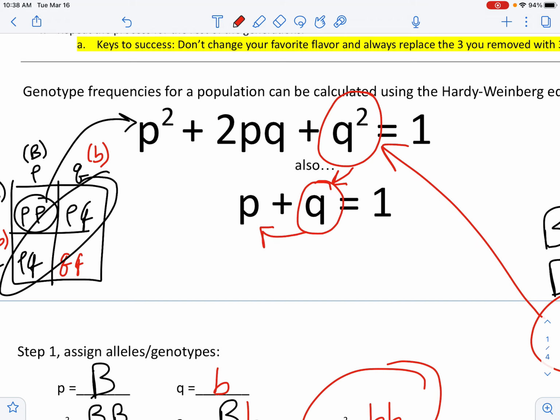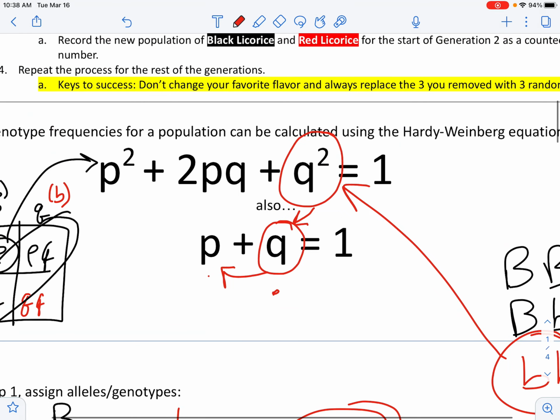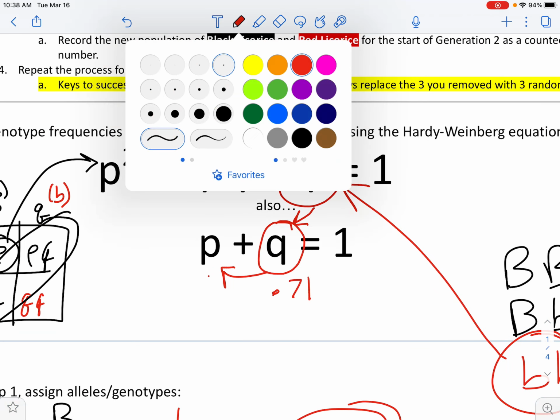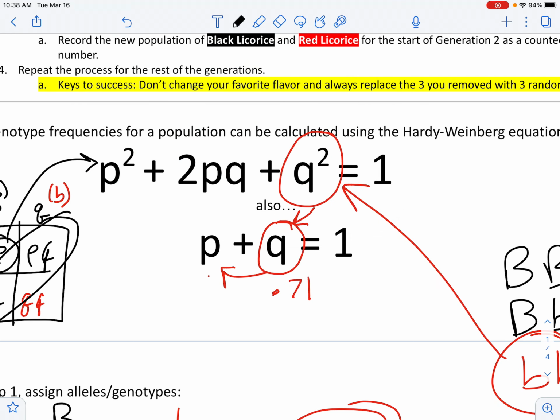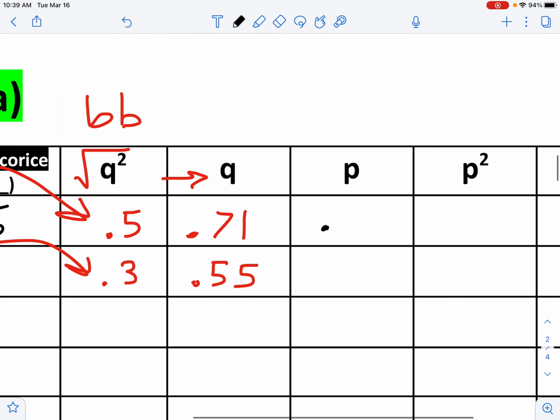So next we're going to figure out P, because we know P plus Q equals 1, and if we know Q, for instance in the first row, is 0.71, well, what plus 0.71 equals 1? Just take 1 minus 0.71. That's pretty straightforward. You could probably do that in your head. So 0.29 must be P. 0.29 plus 0.71 equals 1. That's a true statement. So P is 0.29.